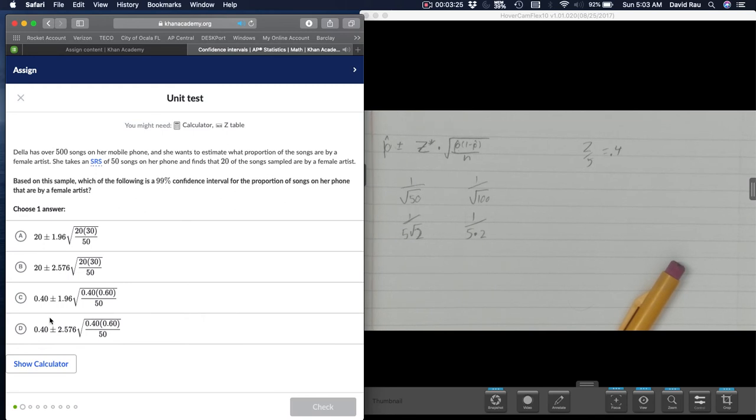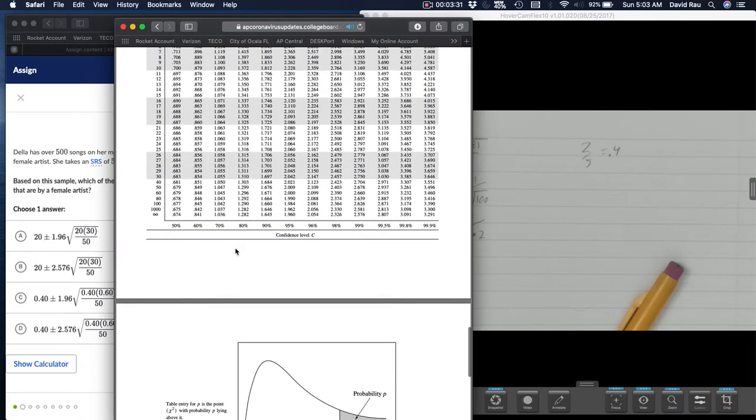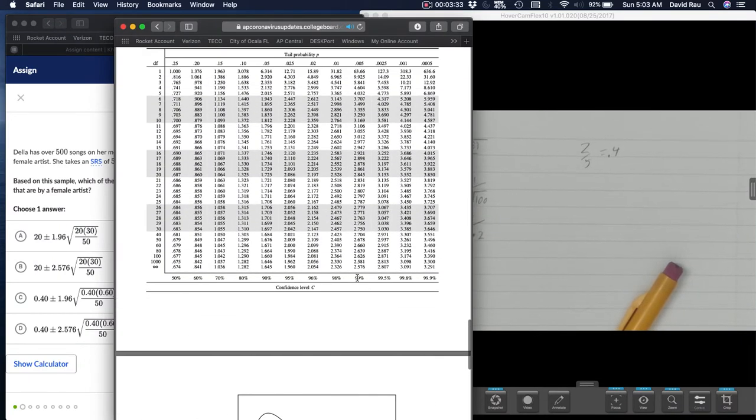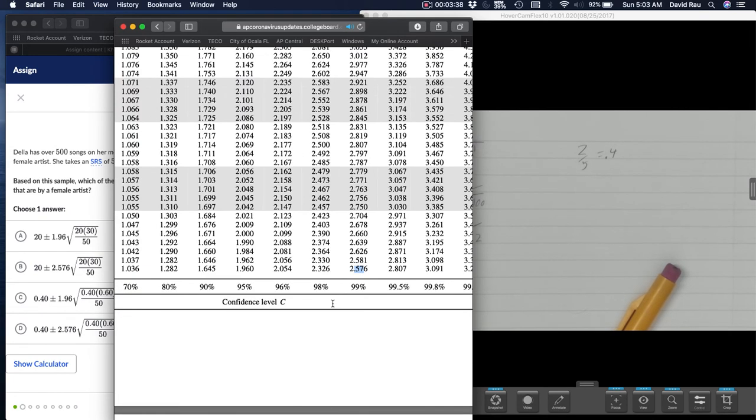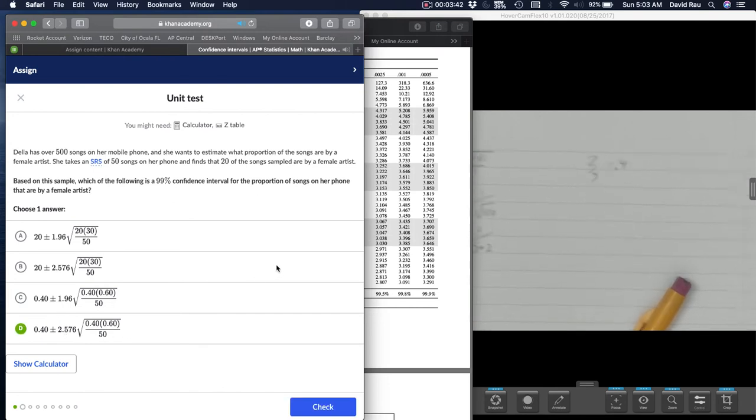And the question is, what's 99% confidence on the z-table? If you want to find that, you actually look at the bottom of the t-table, and there it is, 2.576. So this is our correct answer. So again, 1 minus 0.4 is 0.6.